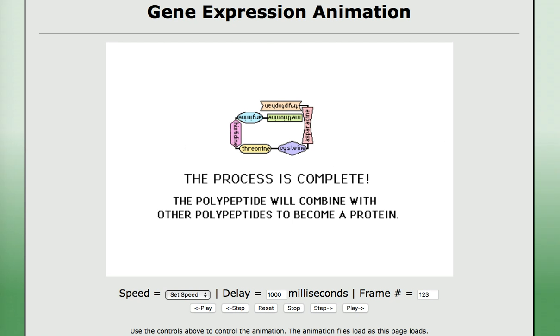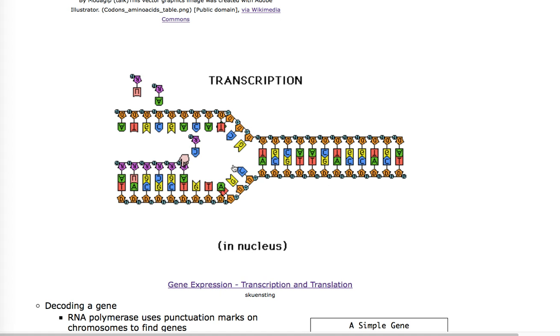So let's go back now to the notes and wrap this up. That's actual protein synthesis. So let's go back to the outline. That's what this was animating here.